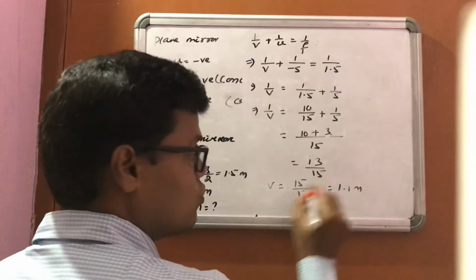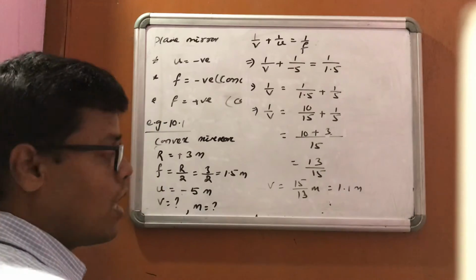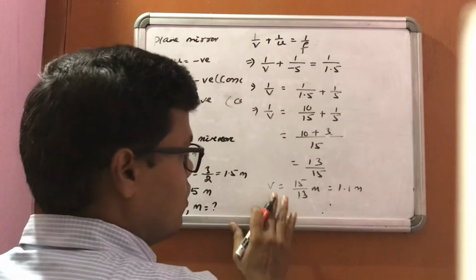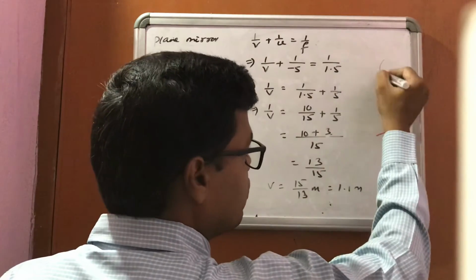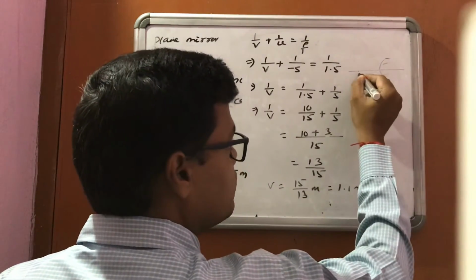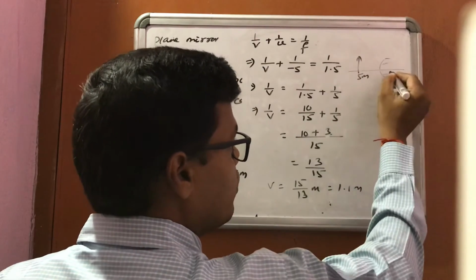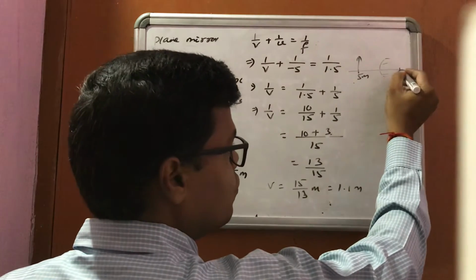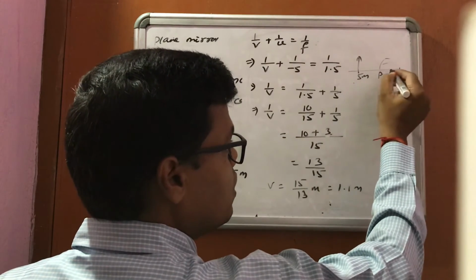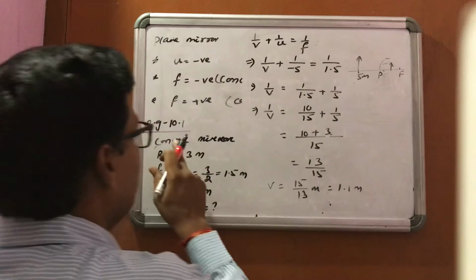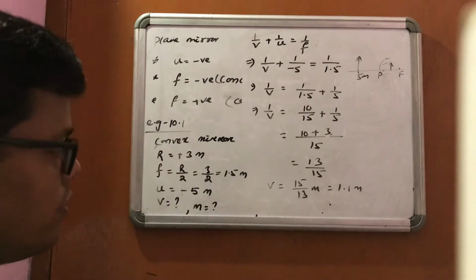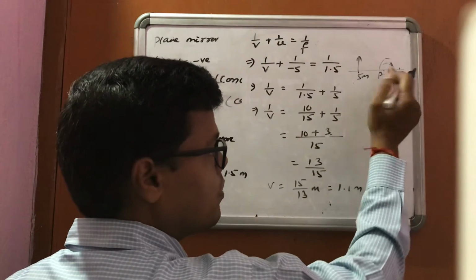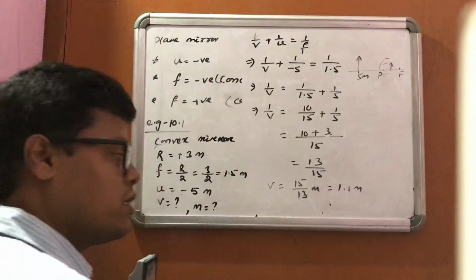Look at here. You should verify it, but don't write this in the answer sheet. V is 1.1. In case of a convex mirror, the object is at 5 meter distance. Whatever may be the position of the object, except at infinity, the image is always formed between P and F. Its focal length is 1.5 and V is obtained as 1.1, so it lies in between. That's why it is correct.